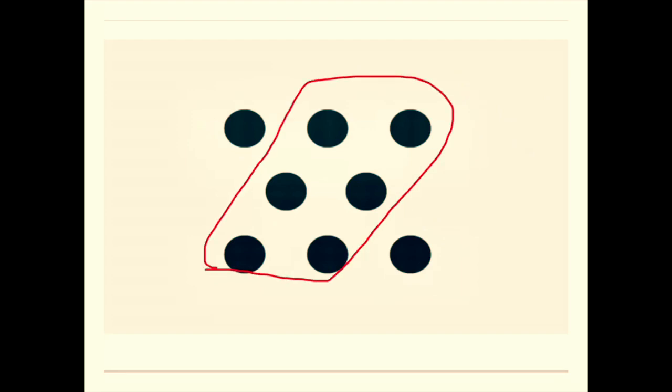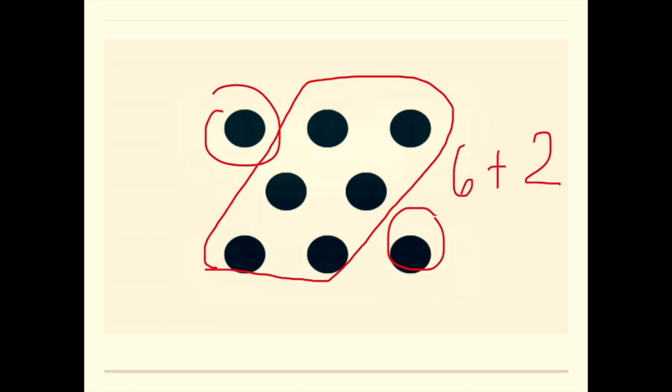Here's another amount that I also recognize from dice patterns, the number 6. So now I have 6 in the middle and 1 and 1 or 2 on the outside. So to write this combination, I write 6 plus 2. Now let's take a look at the image once again and see if we find a different combination.